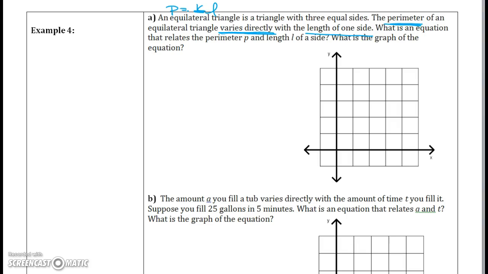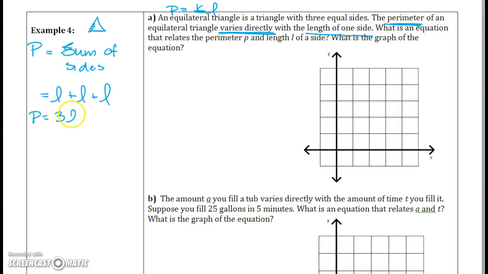Alright, so let's check this out. Let's say that we know, and we do, that the perimeter is equal to the sum of the sides. Well, in an equilateral triangle, they're all the same. It's just going to be an L plus another L plus another L, because all the sides are the same. Oh my gosh, it's a horrible triangle. So L plus L plus L, P equals 3L. So what's the K in this situation? Well, it looks like the K equals 3, because it's 3 times the length for every perimeter.